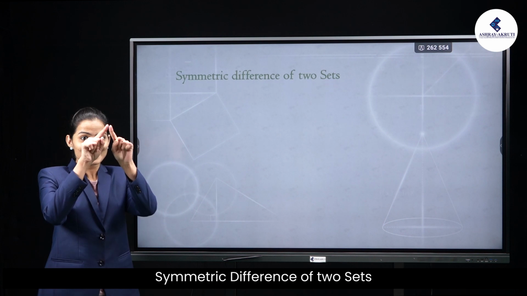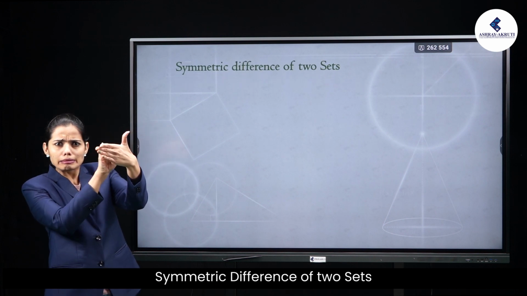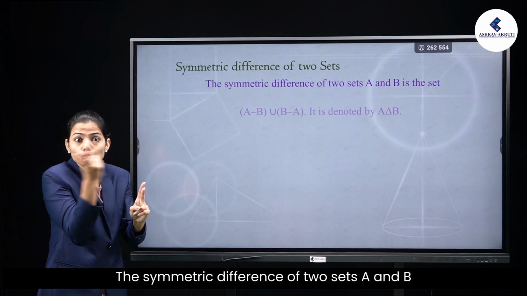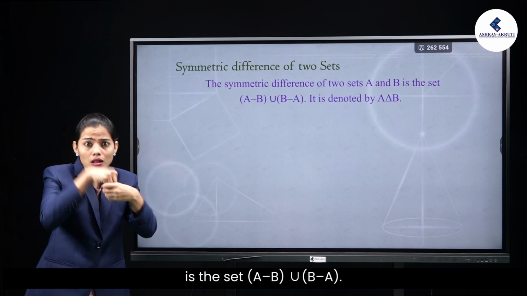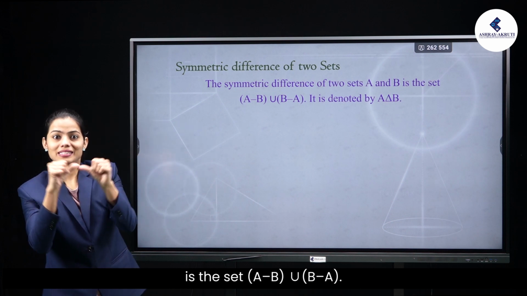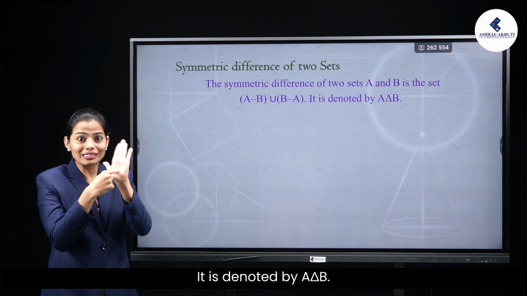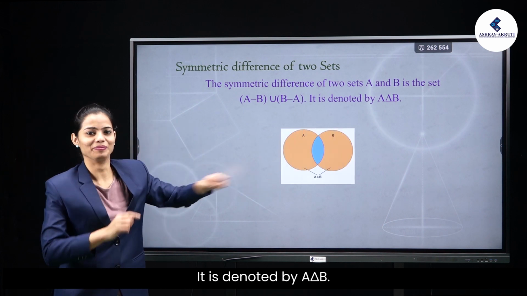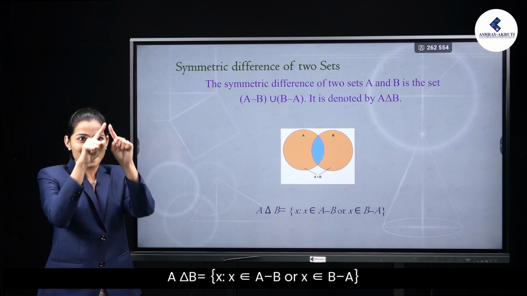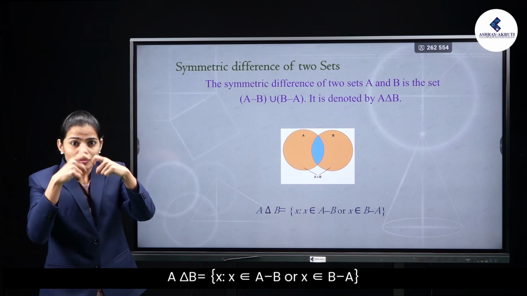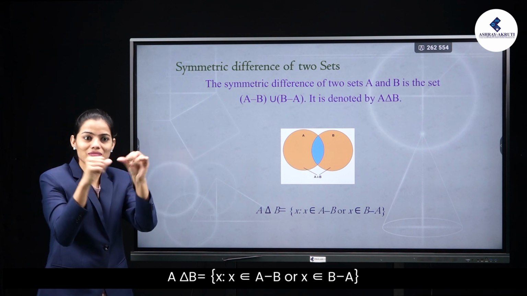Symmetric difference of two sets. The symmetric difference of two sets A and B is the set (A − B) ∪ (B − A). It is denoted by A Δ B. A Δ B = {x : x ∈ A − B or x ∈ B − A}.